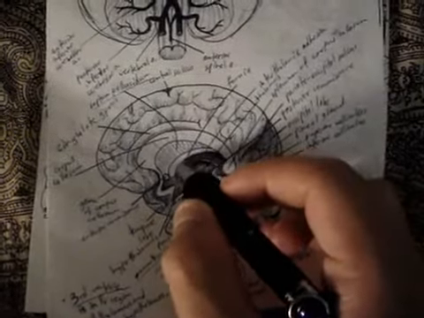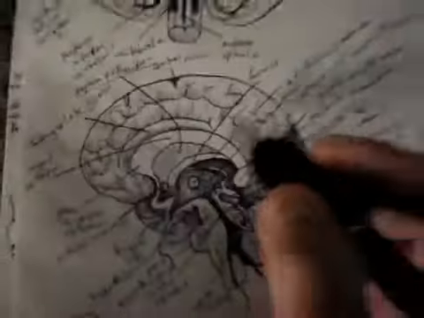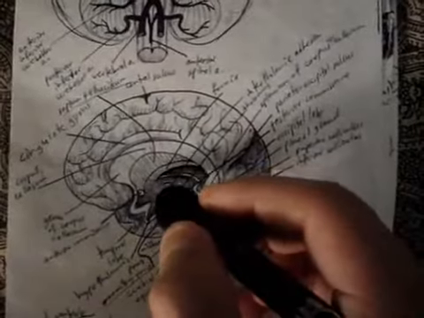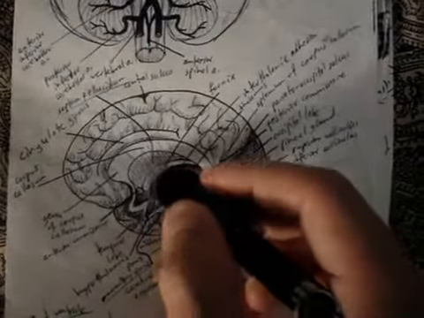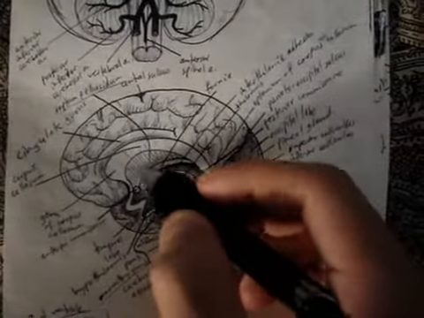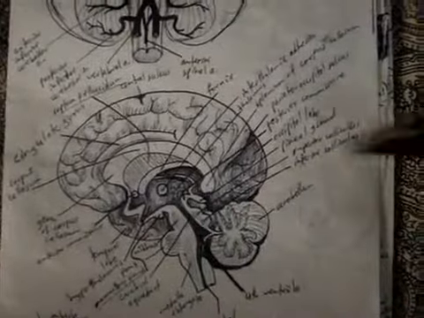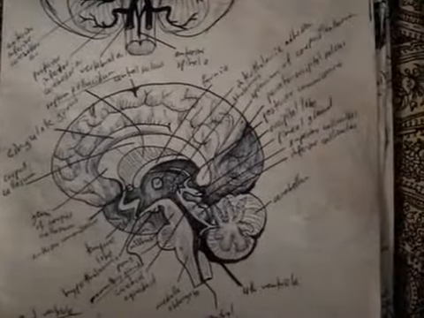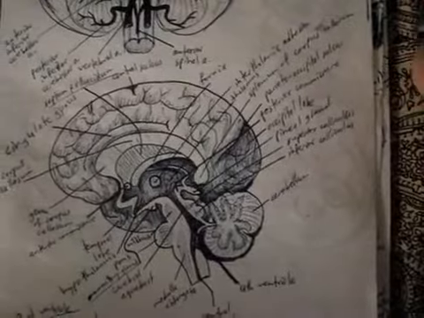It is called the fornix, F-O-R-N-I-X. Above the fornix, between the corpus callosum and fornix, is a septum called the septum pellucidum. It separates the lateral ventricles of the brain. We'll talk about the ventricles later.